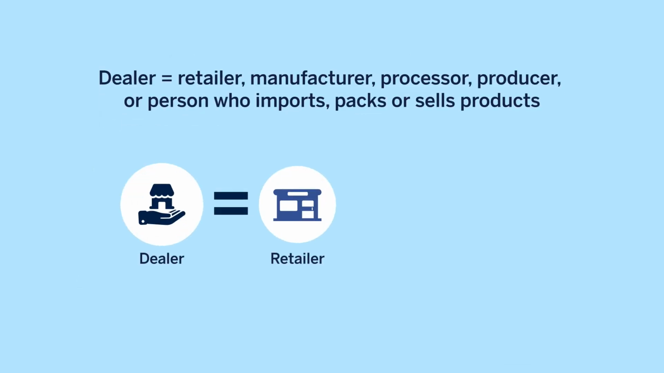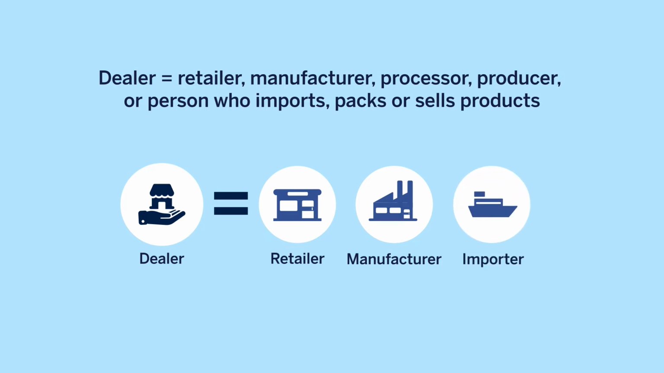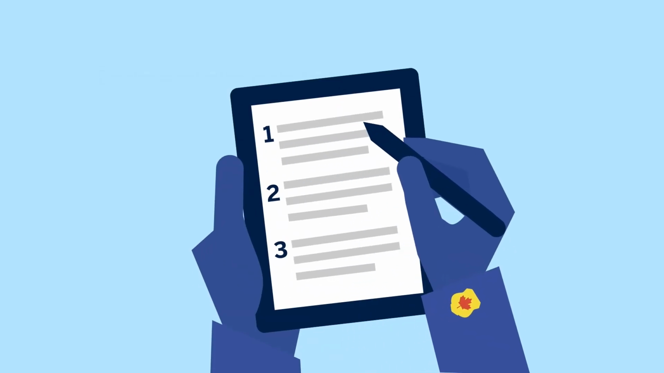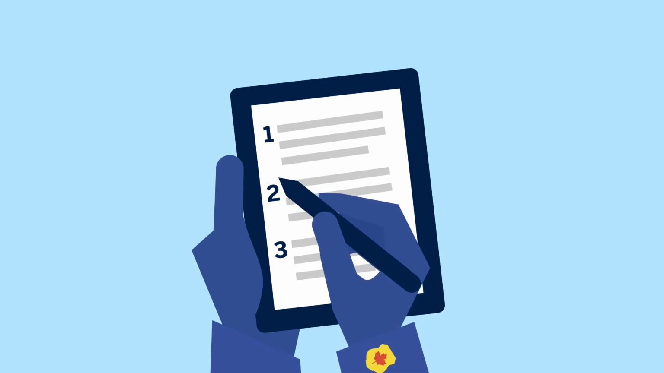A dealer is a retailer, manufacturer, processor, or producer of a product. It also refers to a person who is engaged in the business of importing, packing, or selling any product. Businesses can take 3 straightforward steps to comply with the law.